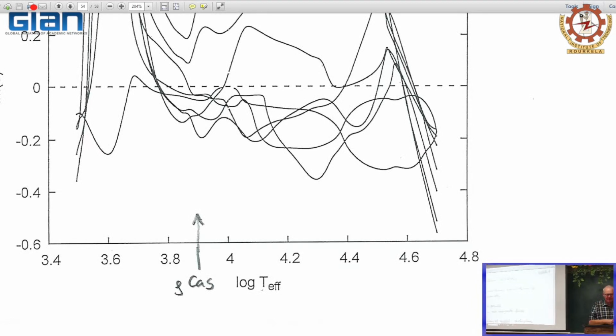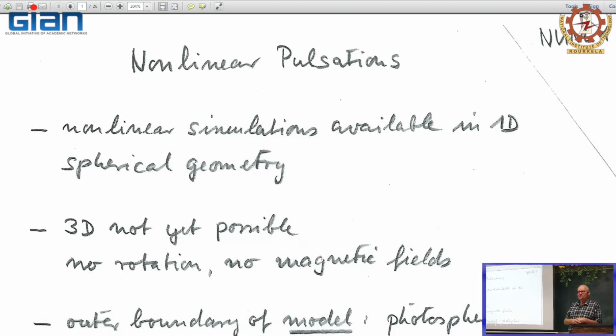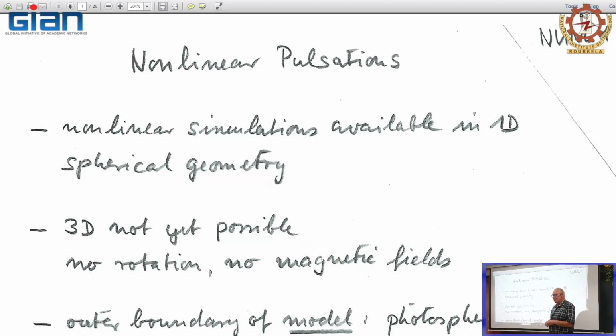And this chapter will deal with the nonlinear simulation of the evolution of an instability into the nonlinear regime, or in other words, with nonlinear pulsations. Well, first of all, I have to disappoint you.